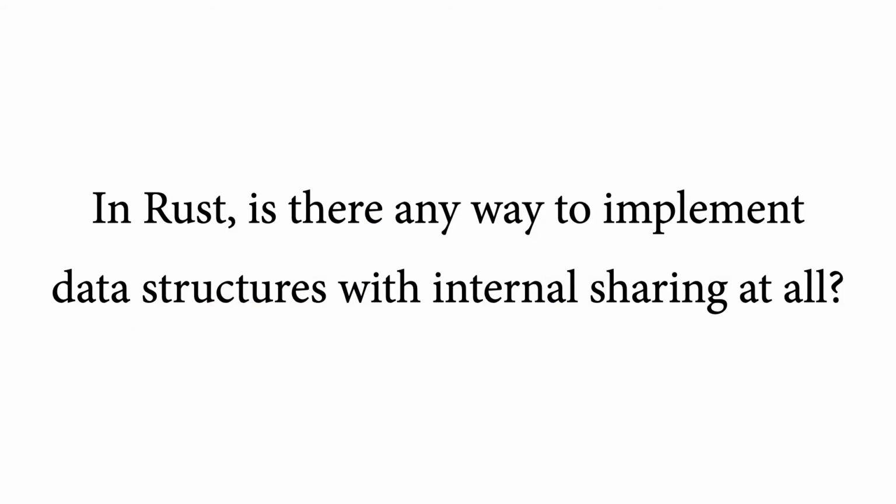So this all begs the question, in Rust, is there any way to implement data structures with internal sharing at all? It turns out the answer is yes. There are two approaches that one can use, and both of them are effectively ways of working around the restrictions of the AXM discipline, but neither is really satisfactory.